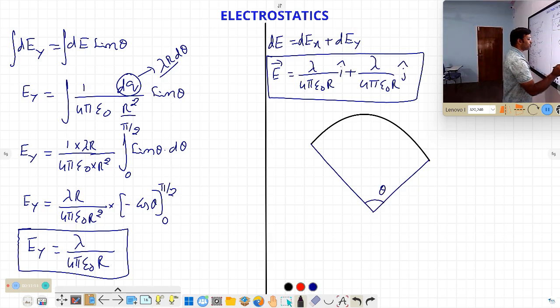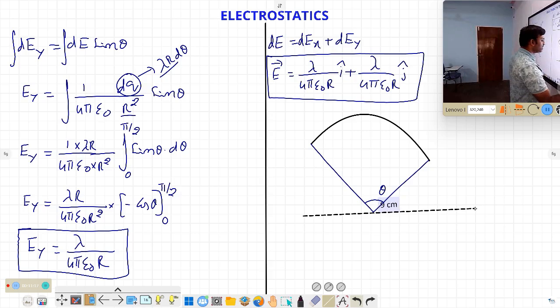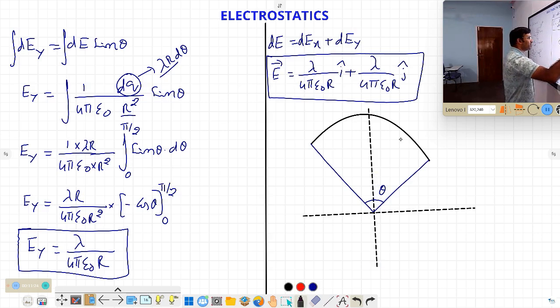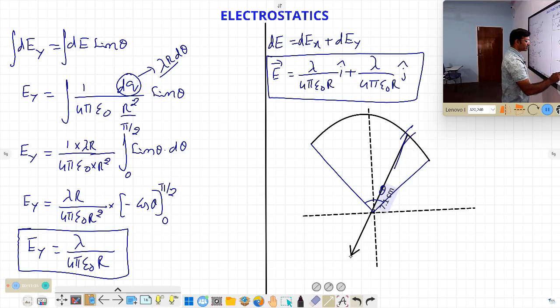In this case also, same as previous, take the coordinate system here: this is the x-axis and this is the y-axis. By taking the x-axis and y-axis, choose an elementary portion, same as previous. Due to this elementary portion, you have to indicate the direction of the electric field at this point. You can indicate the electric field direction like this. So here also it's the same thing. This electric field is dE, which makes an angle theta with respect to that.